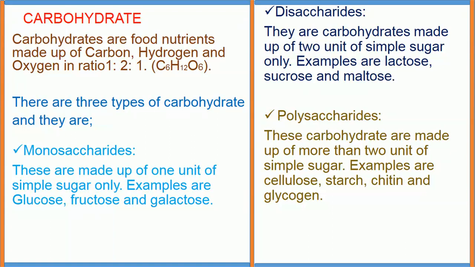Now let's talk about disaccharides. They are carbohydrates that are made up of 2 units of simple sugar only. Examples are lactose, sucrose, and maltose. This kind of food will still need to be broken down into monosaccharides before the body can make use of carbohydrates. The third one is polysaccharides. These carbohydrates are made up of several units of simple sugar. Examples are cellulose, starch, chitin, and glycogen.